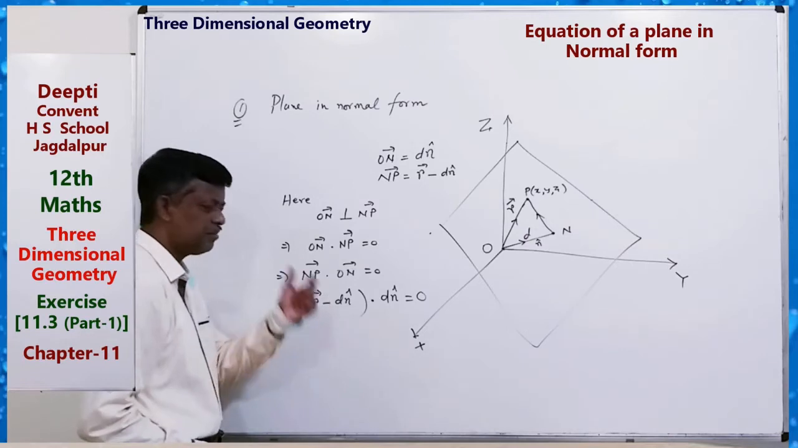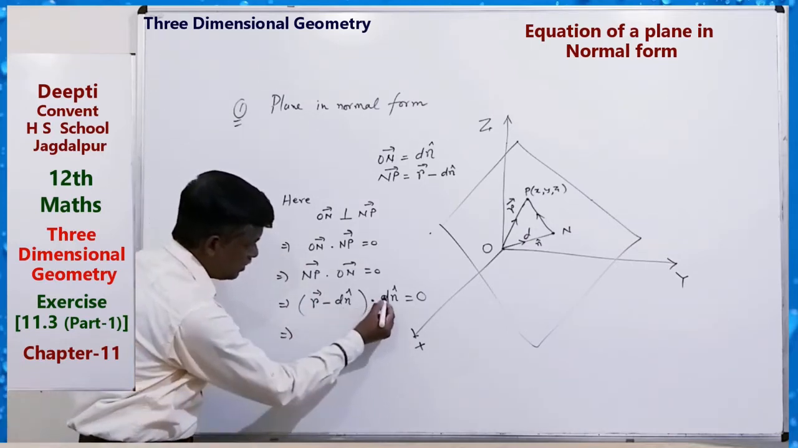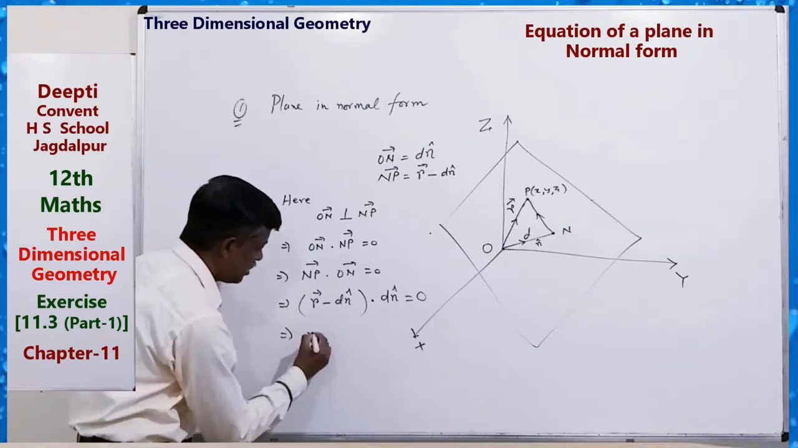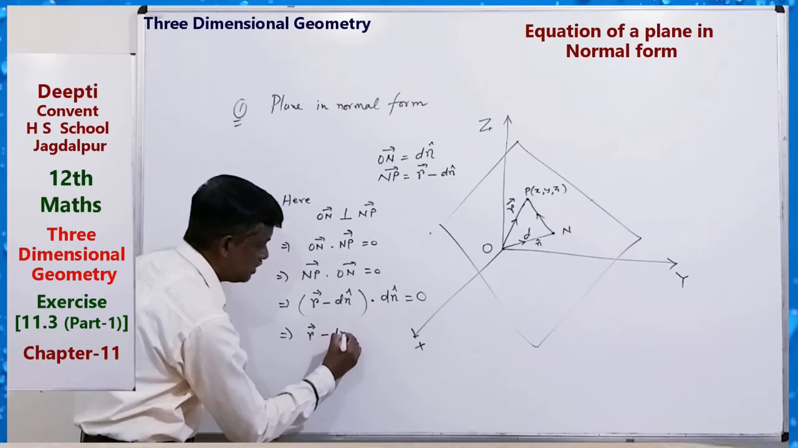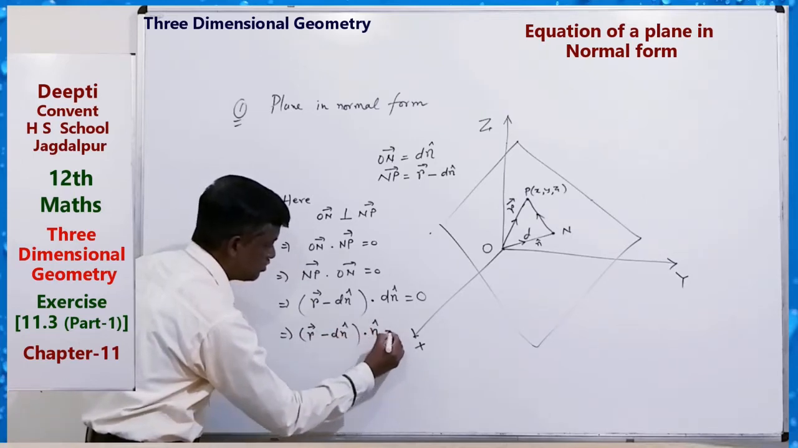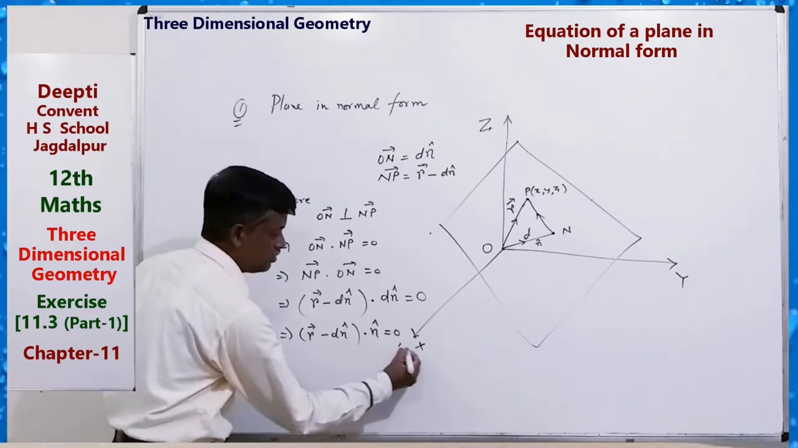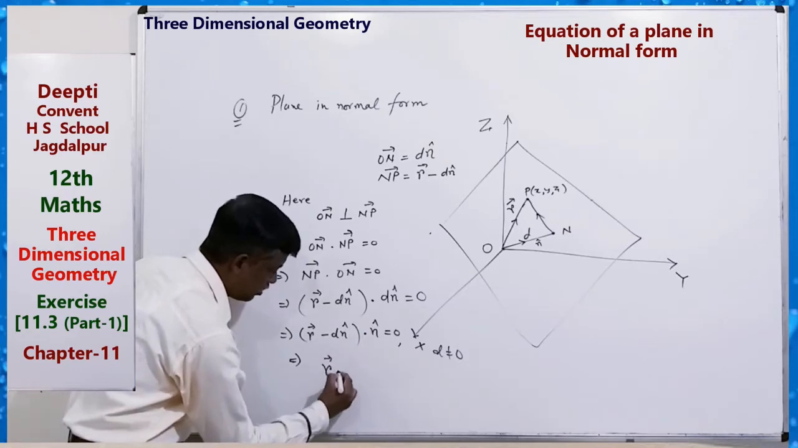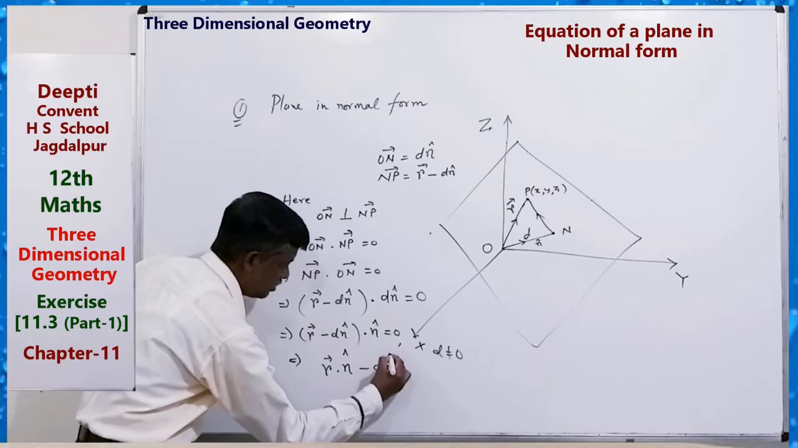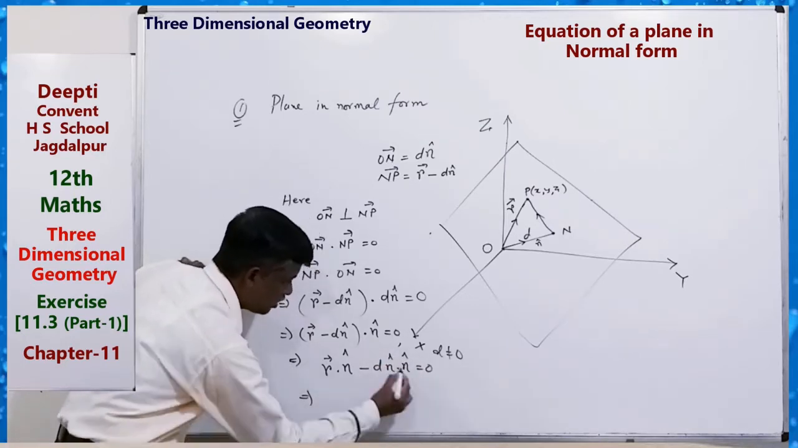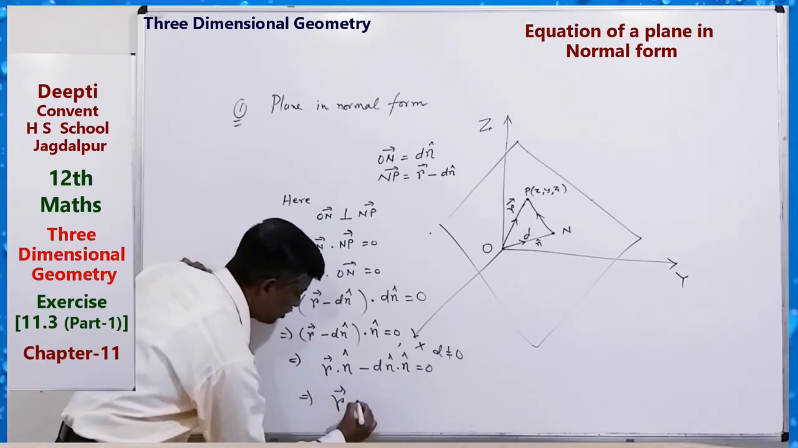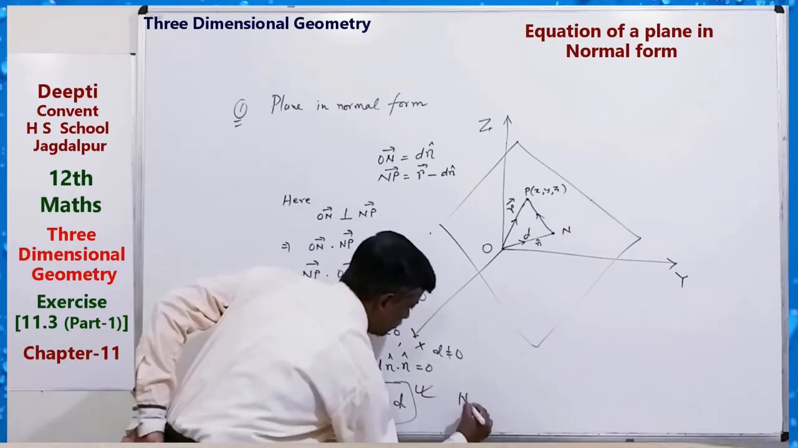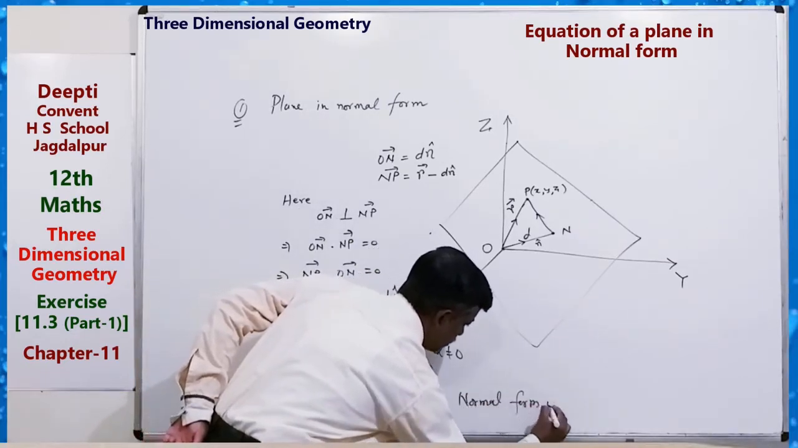So this can be simplified. d is a constant, a scalar value, so d can be taken outside, and d is not equal to 0. So we can write r minus d n cap, dot n cap, equals 0. Now do the dot product: r dot n cap minus d times n cap dot n cap equals 0. Since n cap dot n cap is 1, d is transferred to the right-hand side. So r dot n cap equals d. This is our normal form of plane.